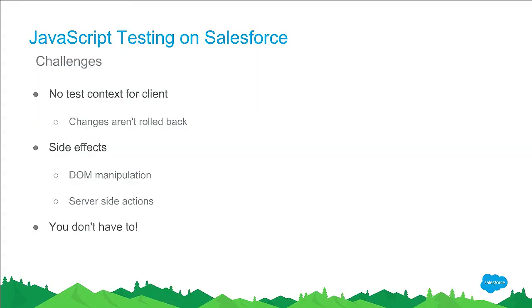So there's a few challenges around JavaScript testing on Salesforce. Probably the biggest one for me is that there's no test context on the client. So changes aren't rolled back. So if I insert a record in JavaScript under test conditions, that's actually going to go into the database, which is fine in my dev org and it's fine in development. However, if you run those tests in production, that could kick off all sorts of mayhem downstream. That could be, you know, integrating into finance system, it could be generating invoices, and you could end up with a lot of red faces. So that's one part of a challenge.